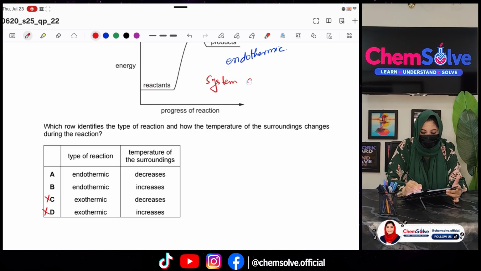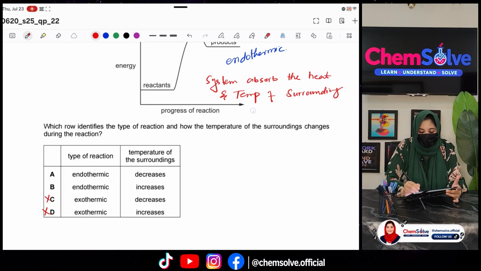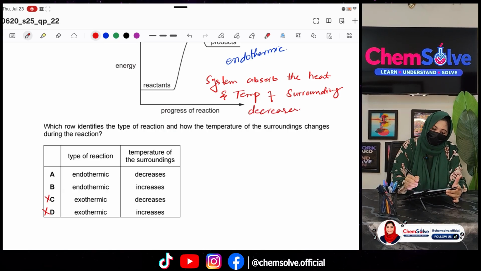The system absorbs the heat and the temperature of the surroundings decreases. So that's how our correct option is option A.